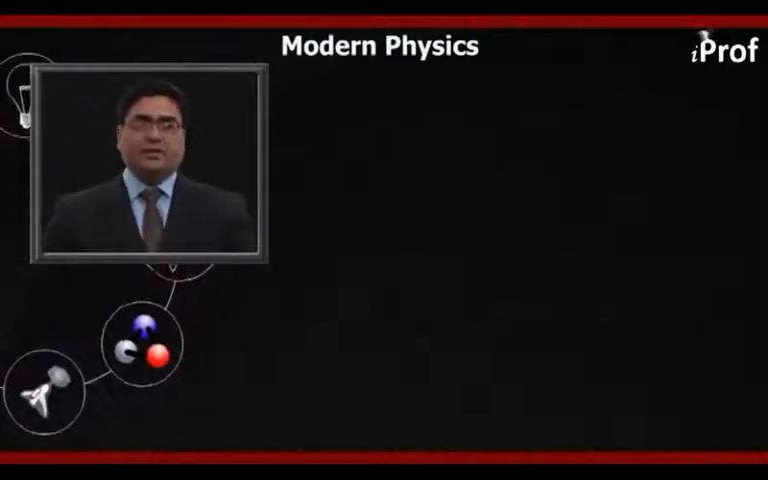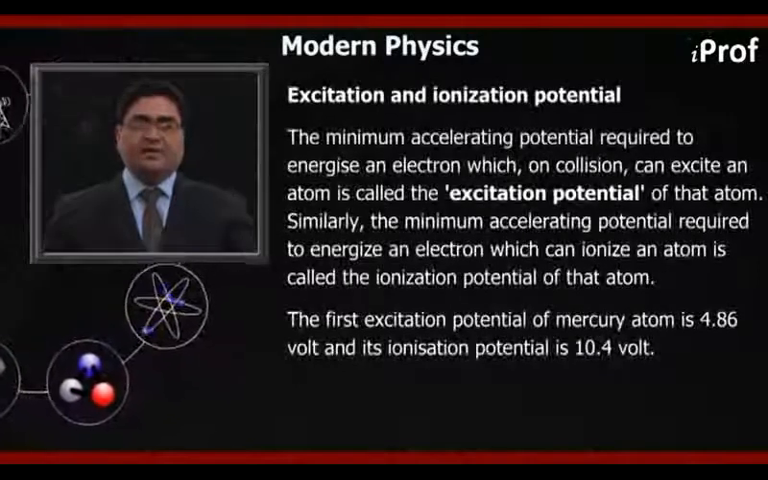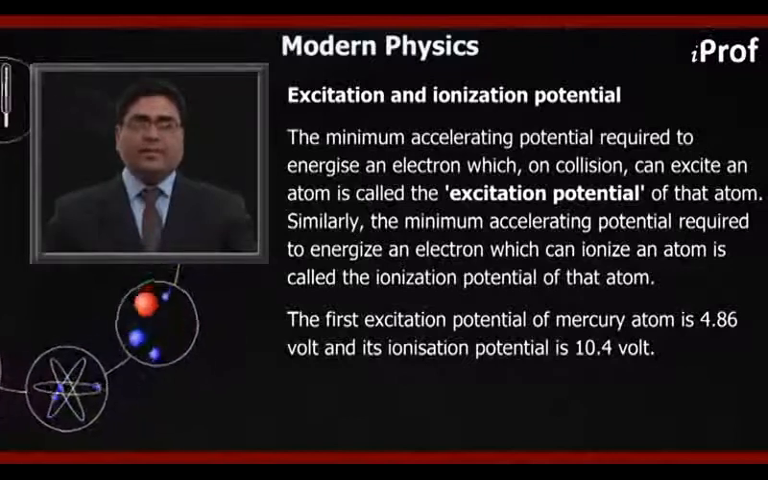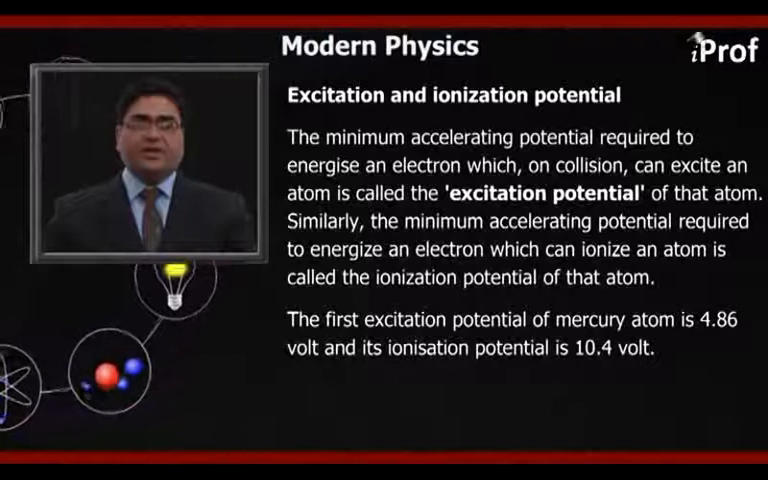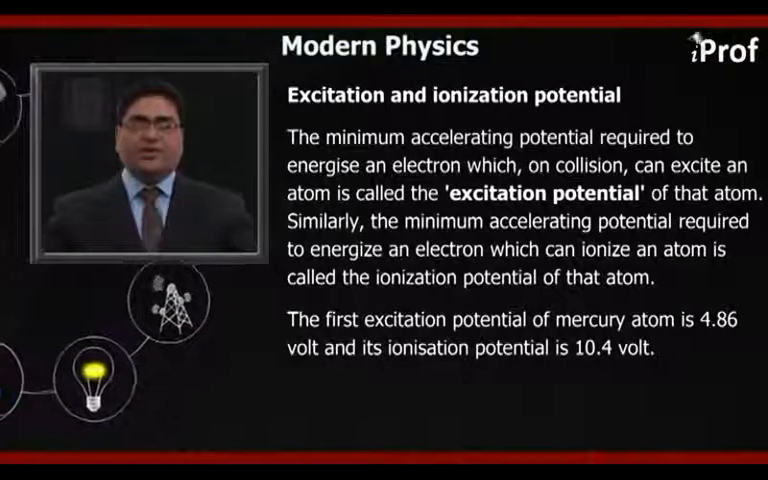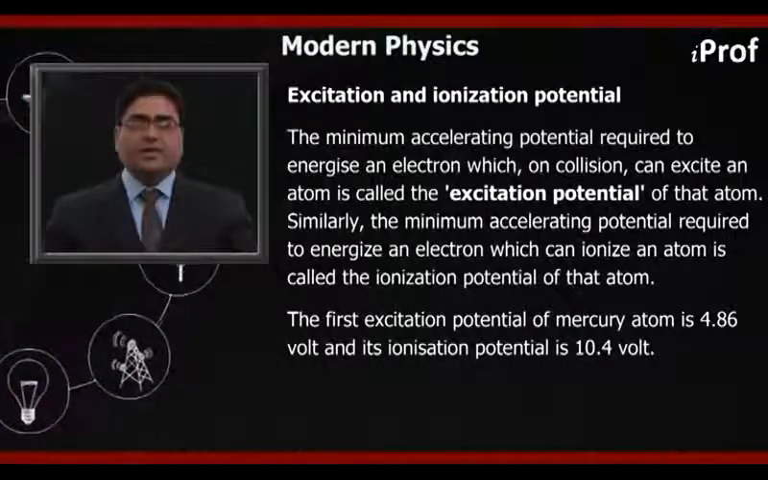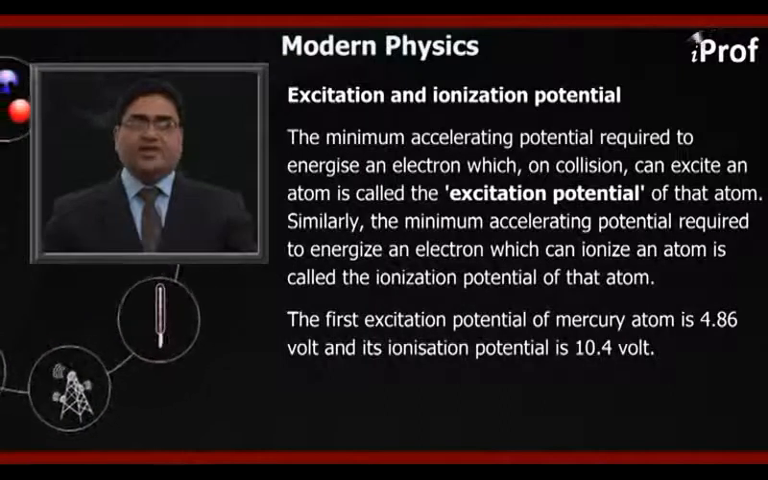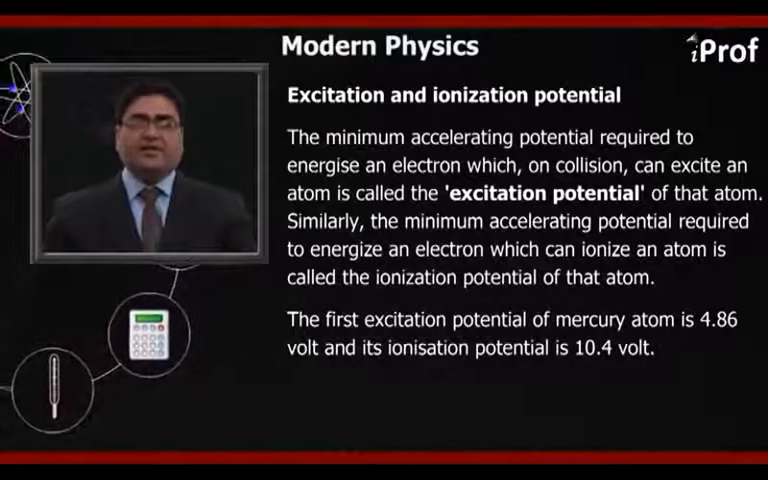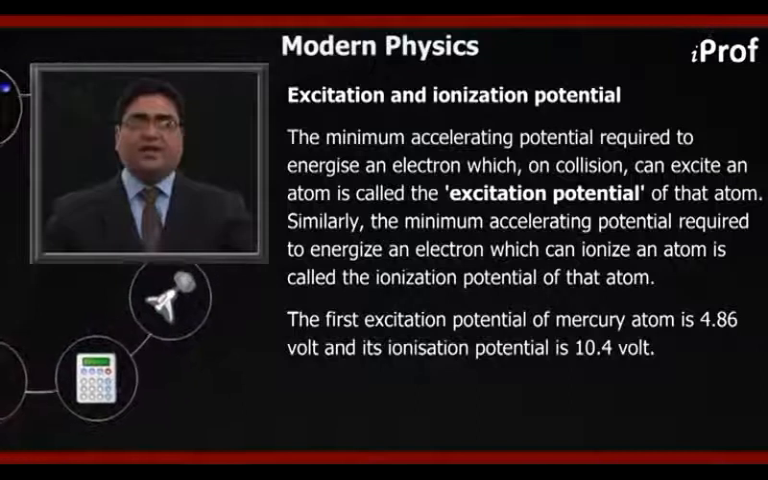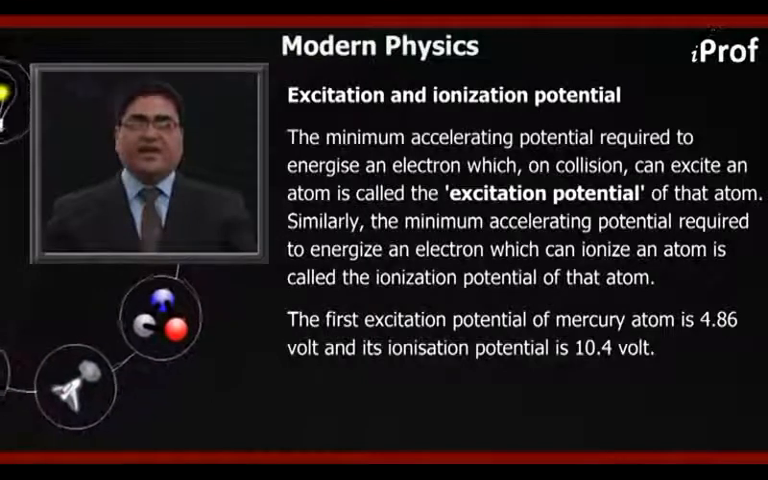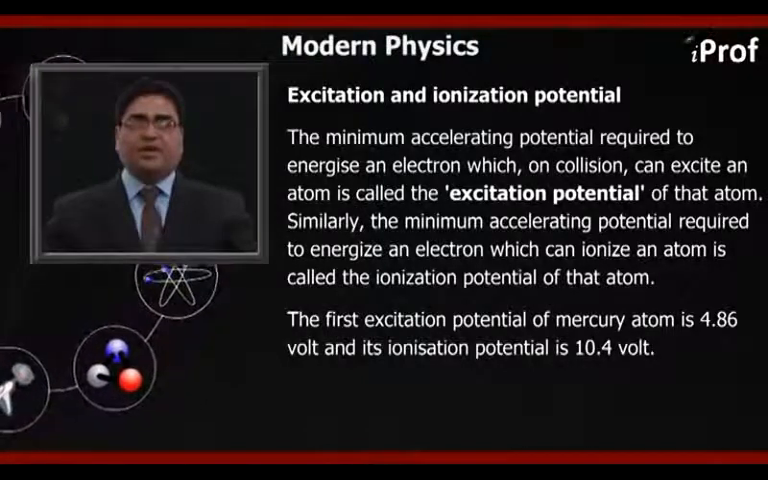Now let's see the meaning of excitation and ionization potentials. The minimum accelerating potential required to energize an electron which on collision can excite an atom is called the excitation potential of that atom. Similarly, the minimum accelerating potential required to energize an electron which can ionize an atom is called the ionization potential of that atom.